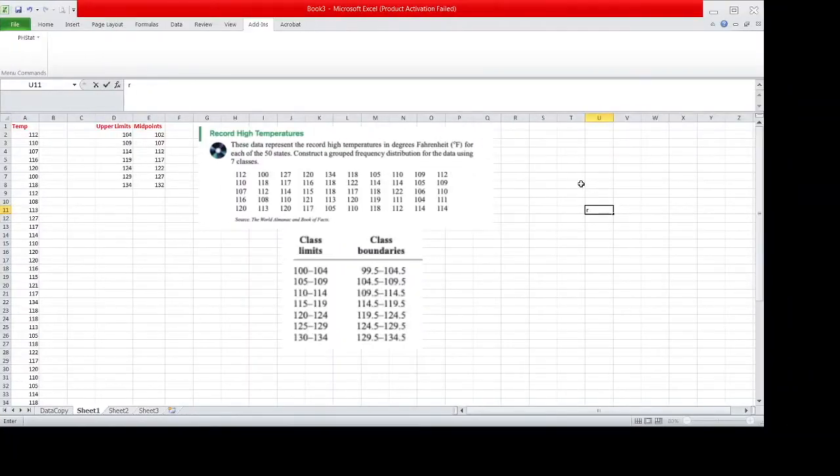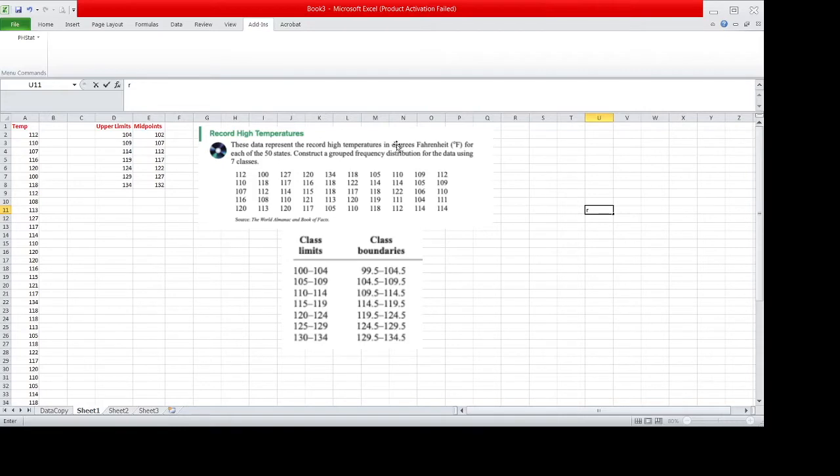Hello, in this video you will learn how to use PHStat in constructing a group frequency distribution table for a set of quantitative data, and also how to present the data using PHStat in three different common forms of graphs in presenting a group frequency distribution table, such as histogram, frequency polygon, and the ogive.